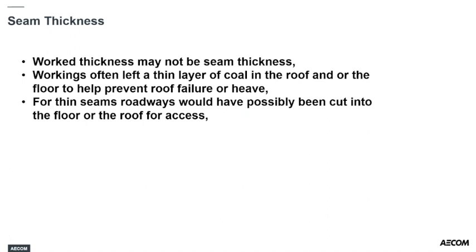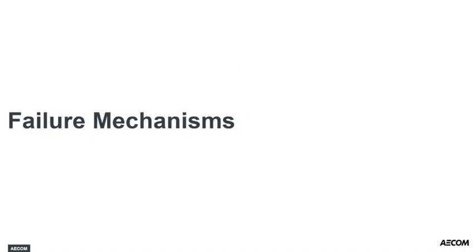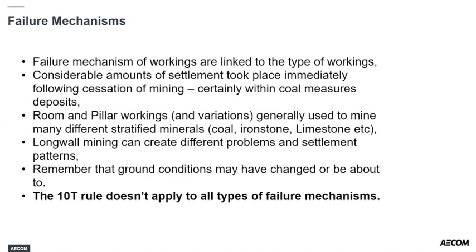Okay, now I appreciate that's all been a bit flippant there. So, a bit more seriously, let's talk about failure mechanisms. Failure mechanisms are linked to the type of workings. In large parts of the UK, failure within coal seams took place immediately after the completion of mining. Certainly within coal measures deposits, that happened over a large area. Not everywhere, I must stress, not everywhere.